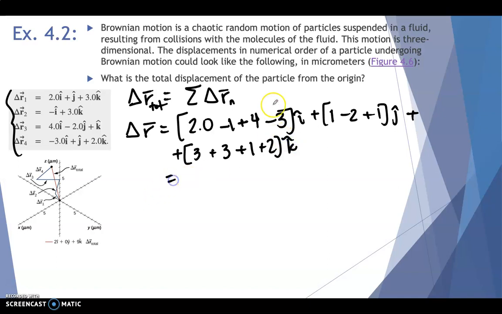Okay, so now we can add them all up, and we get 2i plus 0j plus 9k. So this is our total displacement vector. Okay, we don't have to write the 0 here, it doesn't really matter. You could just say 2i plus 9k, and that's completely fine too.